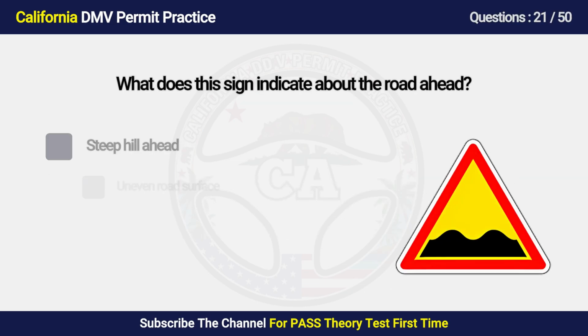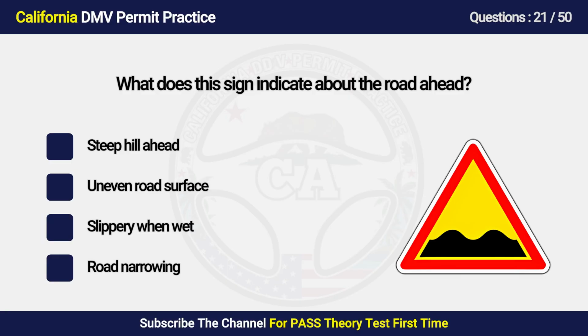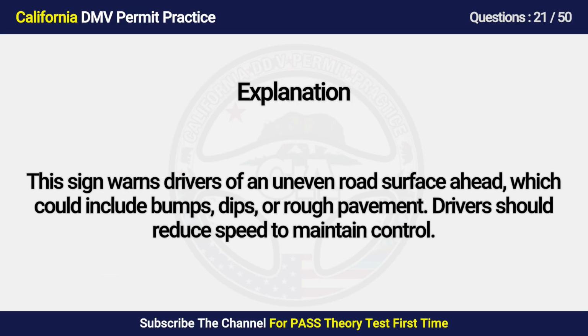Question 21. What does this sign indicate about the road ahead? A. Steep hill ahead. B. Uneven road surface. C. Slippery when wet. D. Road narrowing. Answer is B. Uneven road surface. This sign warns drivers of an uneven road surface ahead, which could include bumps, dips, or rough pavement. Drivers should reduce speed to maintain control.